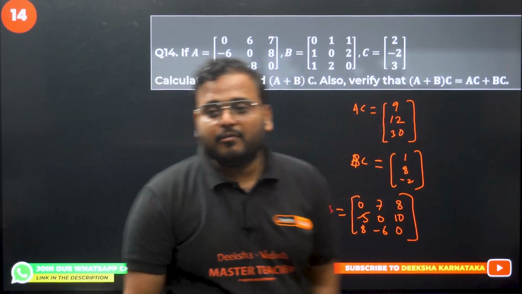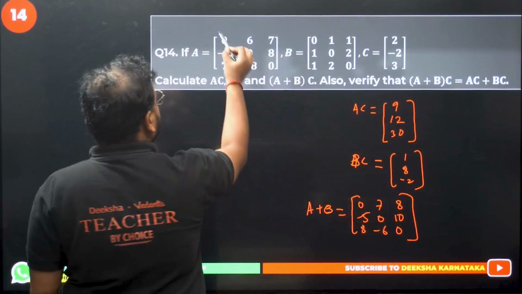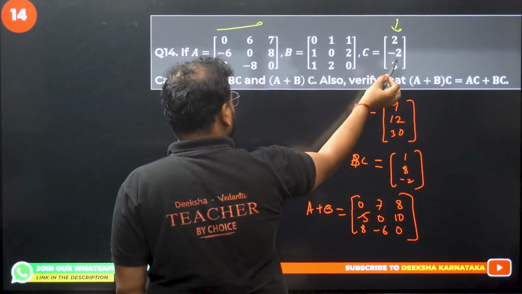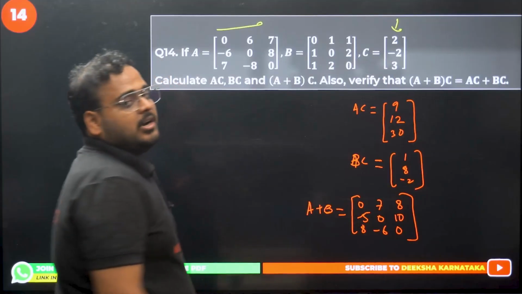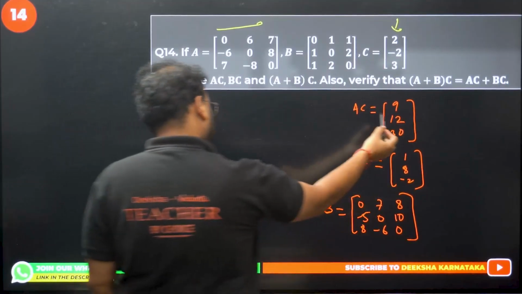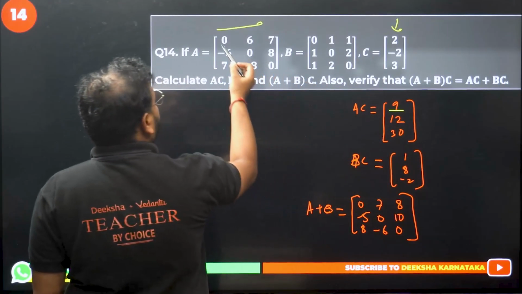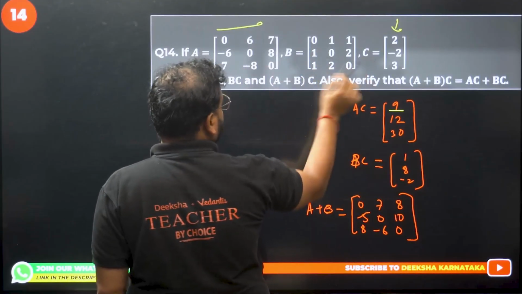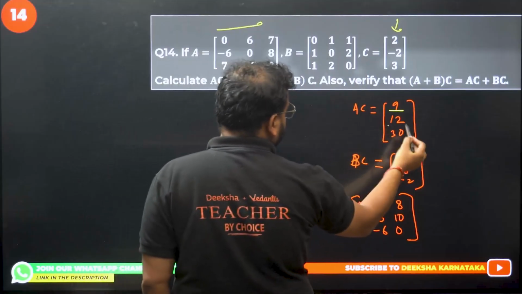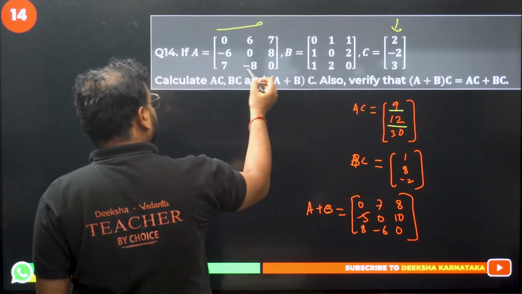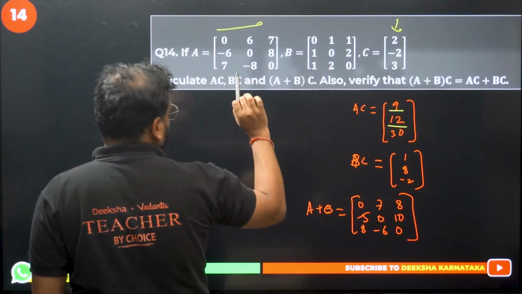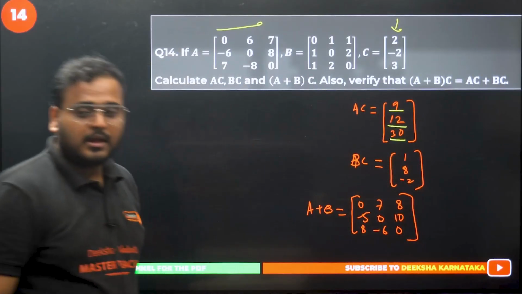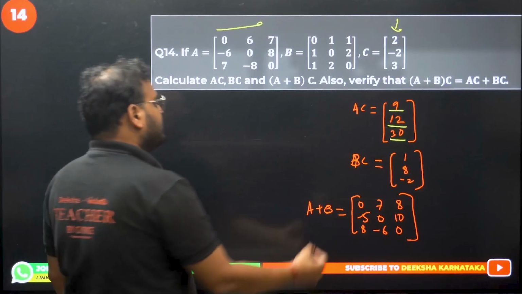Okay. So I found AC already. I'll show you how I find this. Row to column for the first element. 0 into 2 is gone. 6 minus 2 is minus 12. 7 into 3 is 21. 21 minus 12 is 9. Next is what? 0. Next is minus 6 into 2 is minus 12. 0 and 24. So this is plus 12. We get 7 into 2 is 14. Plus 16 and 0. 14 plus 16 is what? 30. 14 plus 16 is 30. That's my AC. Same way you can get BC as well.